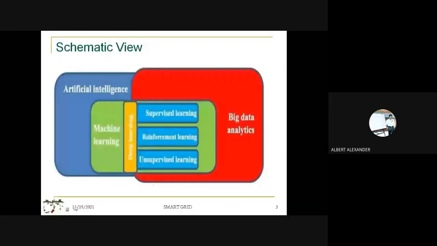Normally at present, when we speak about this kind of topic, it seems quite related to people in computer science or information technology, as if only those people deal with big data analytics. No, it is a common term. Any branch of engineering can use big data analytics.